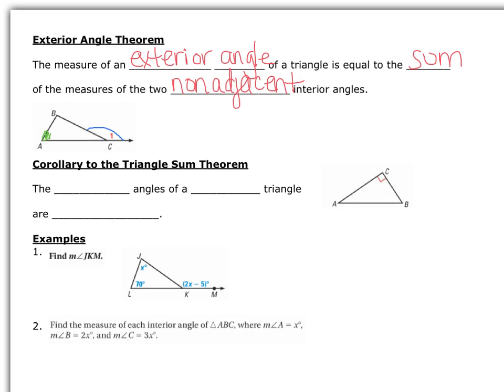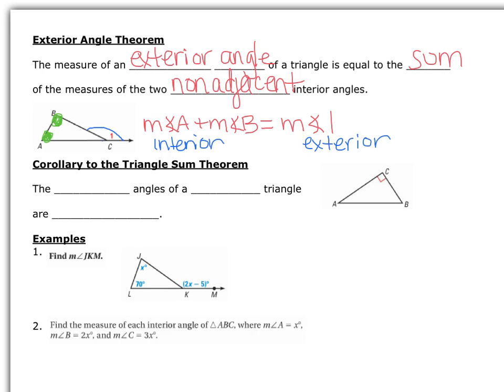So this angle in here and this angle in here, if I were to add those two together, I get the angle on the outside. So the way that looks is the measure of angle A plus the measure of angle B is equal to the measure of angle 1. So again, these are interior, the non-adjacent interior, and this is the exterior. And I always say the two on the inside equal the one on the outside. But again, that's a little short. You have to remember that's the two non-adjacent ones.